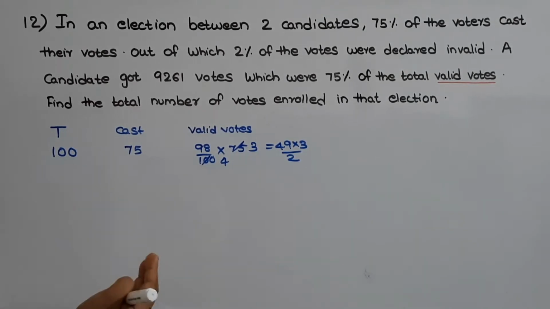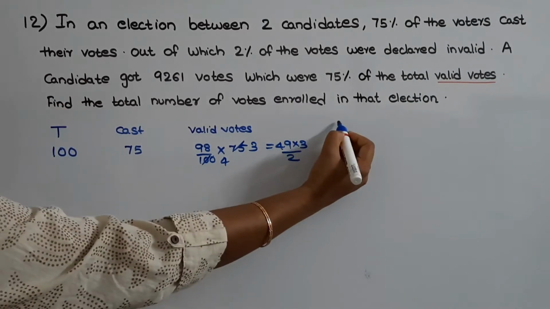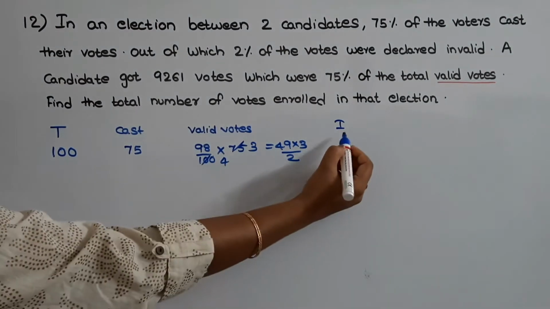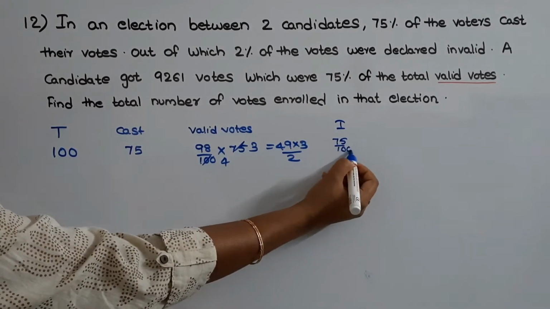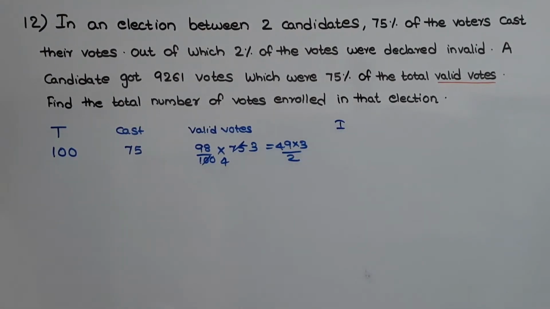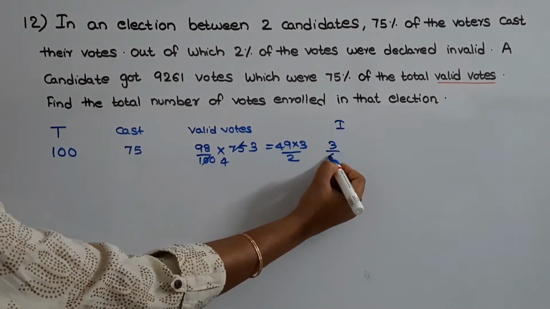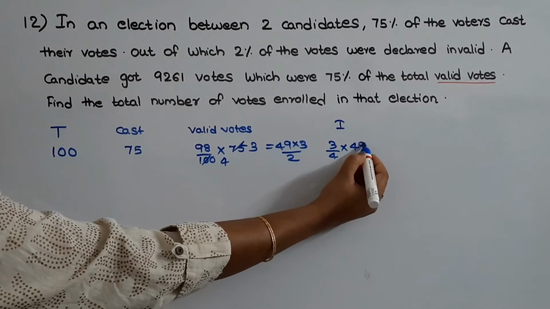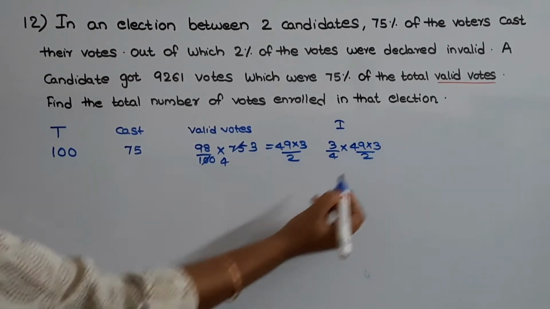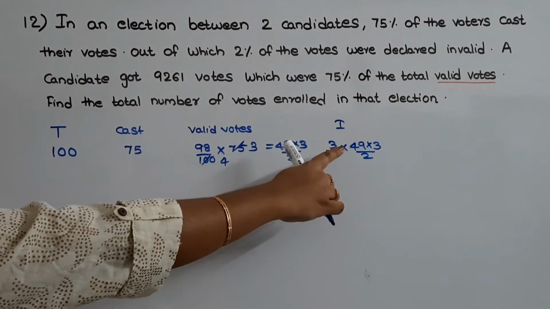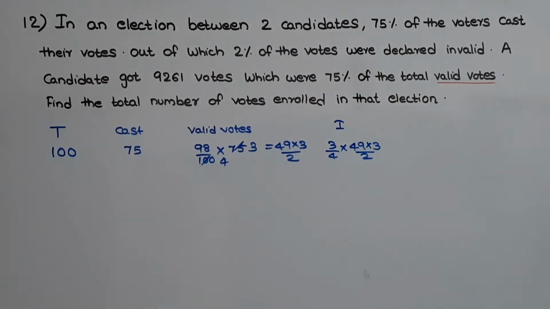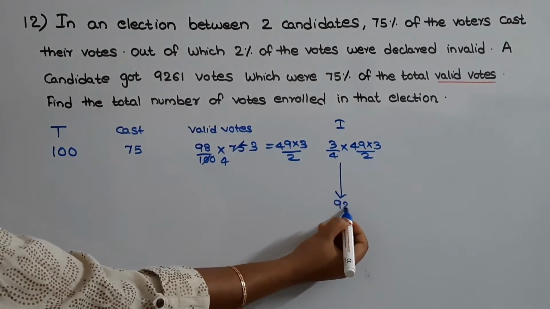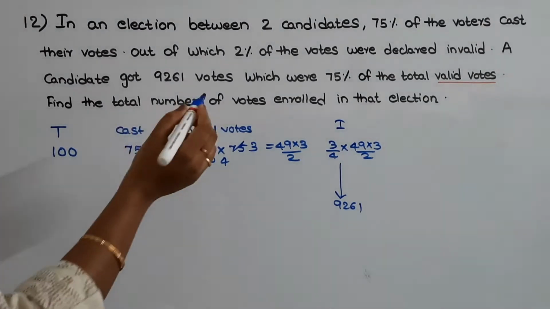Now what will be the votes secured by the candidate? Votes secured by the candidate is 75% of the total valid votes. So that is 75 by 100, or we can write this 75 by 100 as 3 by 4, so 3 by 4 into the total valid votes. Total valid votes we found as 49 into 3 by 2. So the votes secured by the candidate is 3 into 49 into 3 by 4 into 2. But this value is given in the question as 9261.